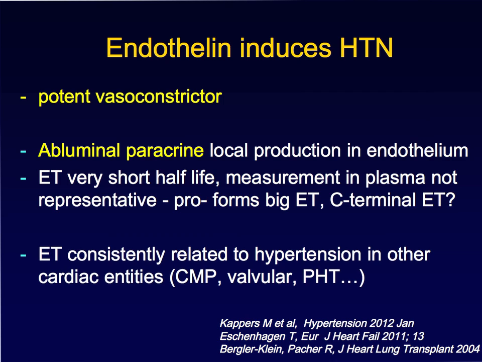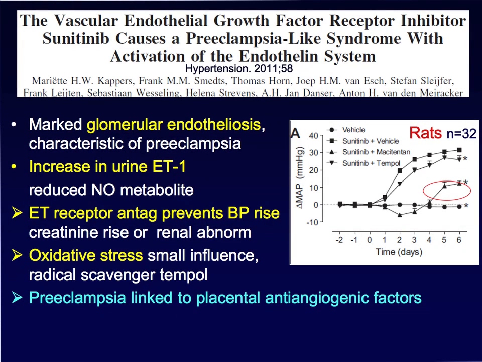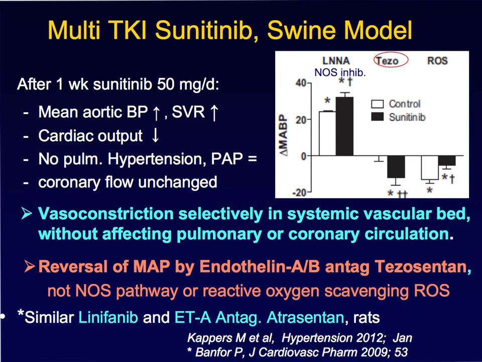So endothelin induces hypertension, we mentioned this already, and I think the important point is that maybe measuring endothelin in the plasma is not such a good measurement. Maybe we should be measuring proforms such as pro-endothelin and C-terminal endothelin, because it is an abluminal paracrine local production of endothelin in the endothelium. Finally, this group also showed that, again, if you look at the kidney, you have a preeclampsia-like syndrome, because also in preeclampsia you see rising of endothelin levels.